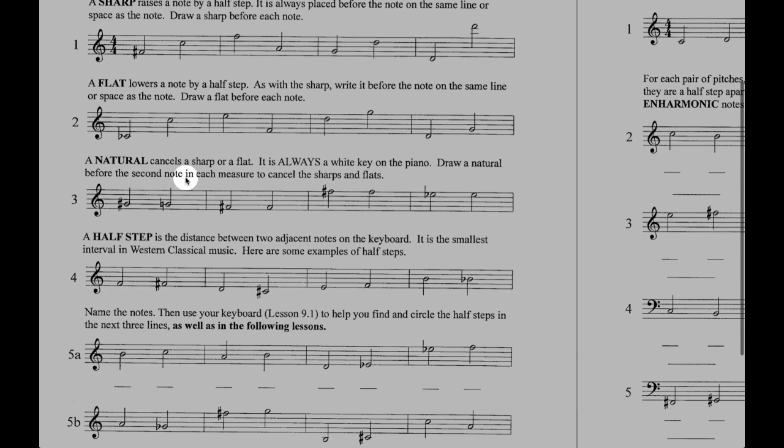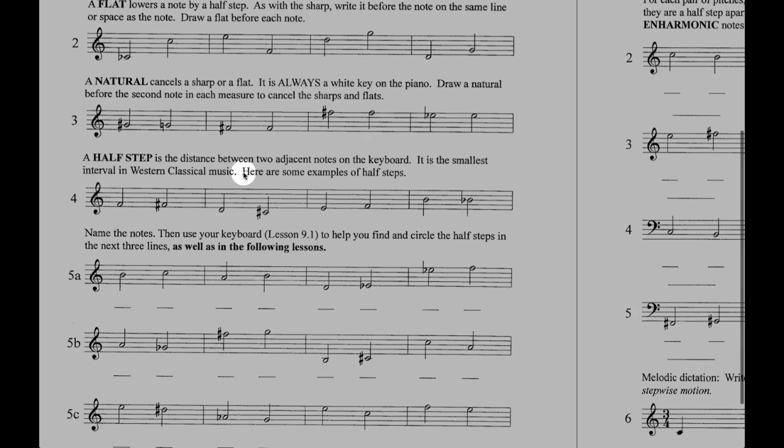A natural cancels a sharp or flat. So we have G sharp, a natural will bring it down to G. Or if we had E flat, a natural would bring it up to E. So it cancels out the sharp or the flat. To draw a natural, use this symbol to the left of the note. Please draw that symbol to the left of the note.